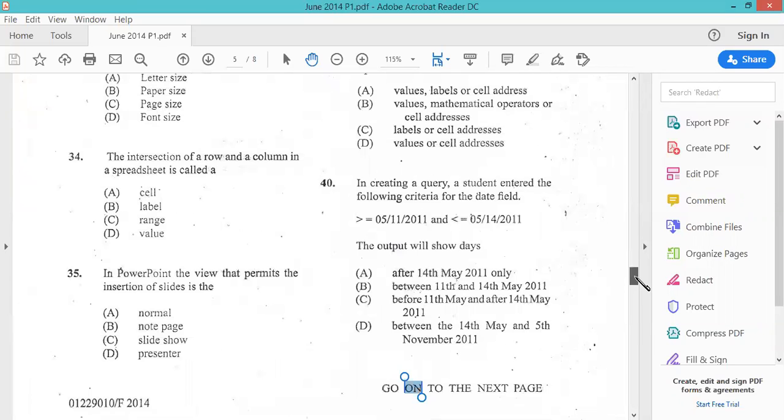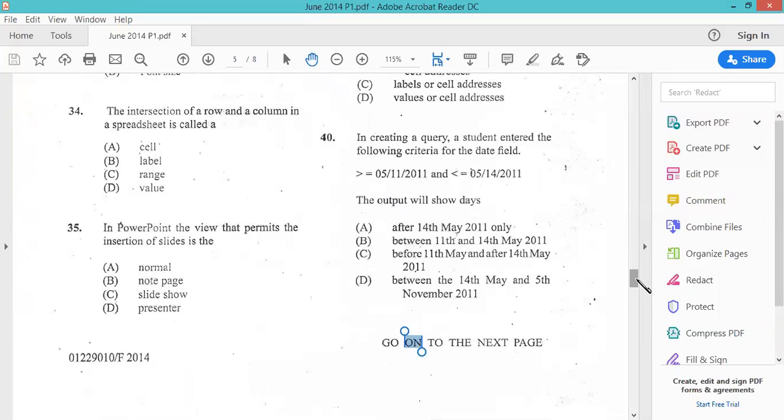Number 40. In creating a query, a student entered the following criteria for the date field. Everybody can see it, so you don't have to read that part, Trevoni. So they can see what it is. What will the output show? Based on those two things that are there, that's the criteria the person entered for the query, what would be the results of the query?